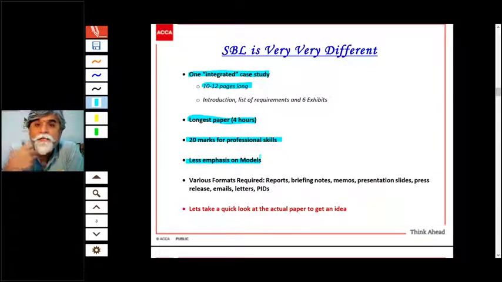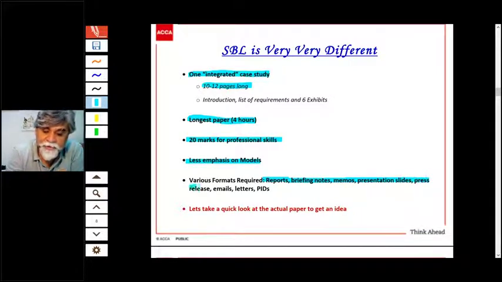And then there are various formats required. For example, the examiner asks you to draft a report. Well, fine, you guys have been drafting reports, but then briefing notes, and then memos, and then he asks you to prepare presentation slides and draft press release and emails and letters and project initiation documents. All these things you are expected to know, and the examiner does ask these things in his questions. So you need to be very, very familiar with all these things.